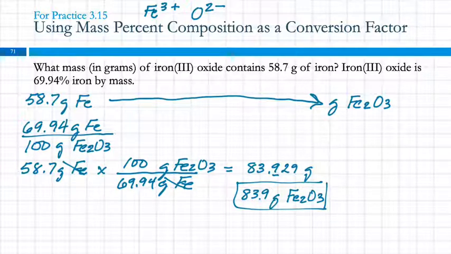Is it reasonable? This is the mass of the compound that contains this much iron. So this number better be larger, right? Because you can't have a classroom of 75 and have 83 girls in it if there's only 75 people, right? It just doesn't work.